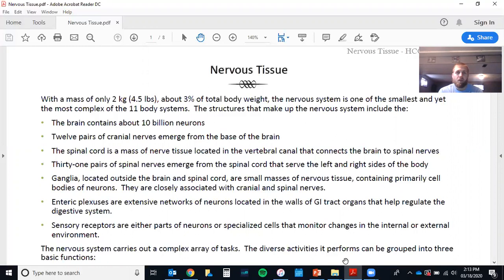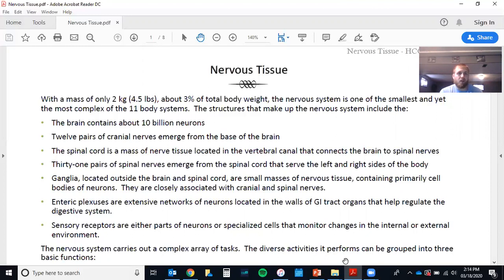Those structures that do make up the nervous system include the brain, which contains about 10 billion functional cells called neurons. Emerging from the base of the brain are 12 pairs of cranial nerves, which makes 24. The spinal cord is basically an extension of our brain that runs down through our vertebral canal and connects the brain to what we call our spinal nerves. There are 31 pairs of spinal nerves, so 62 total, that serve the left and right sides of our body.